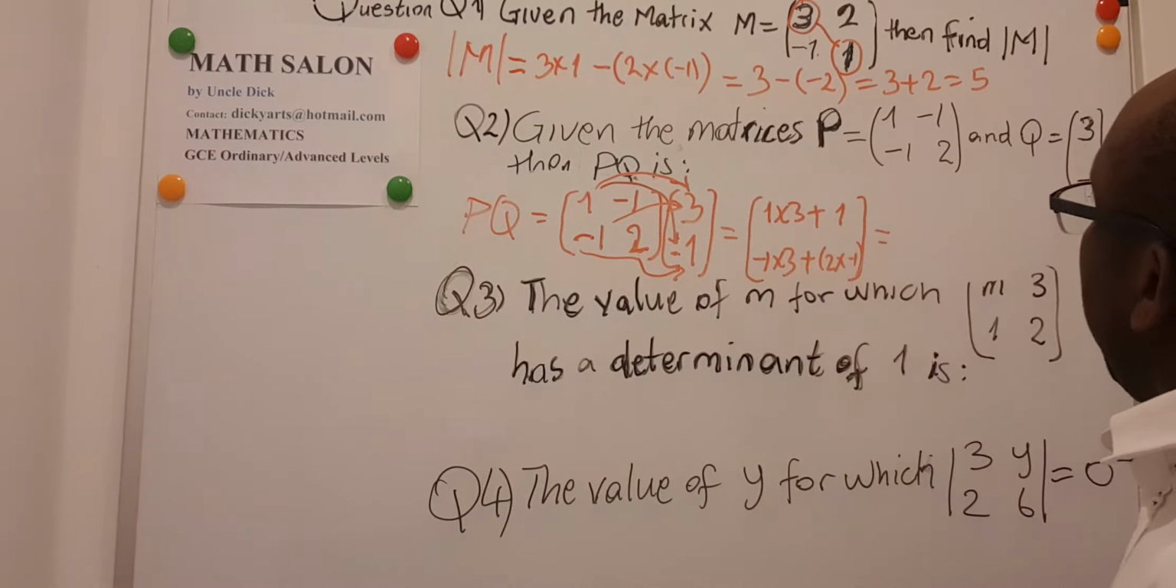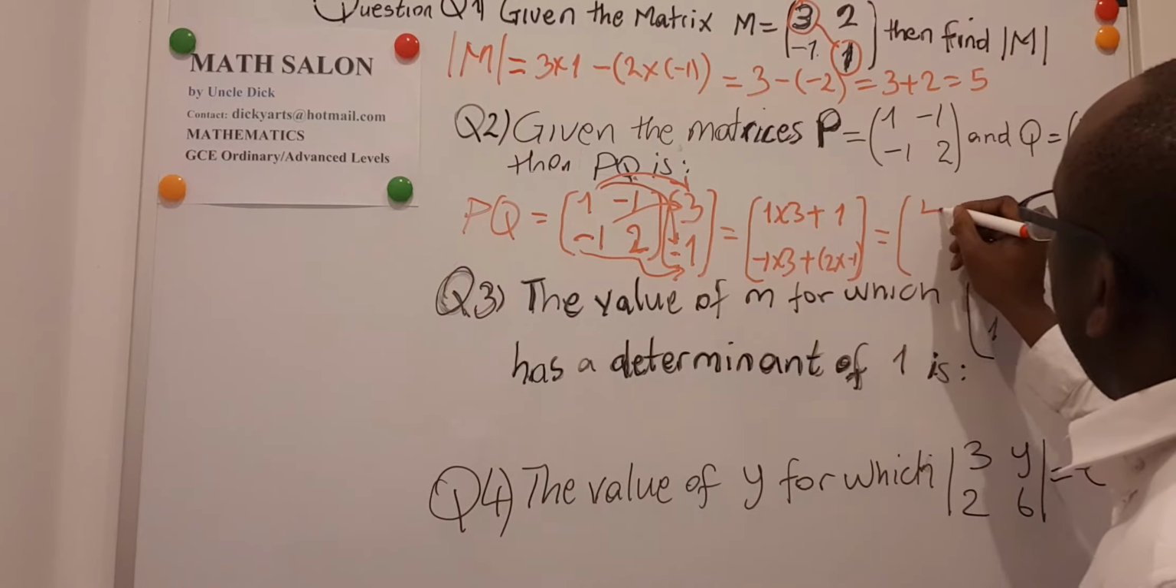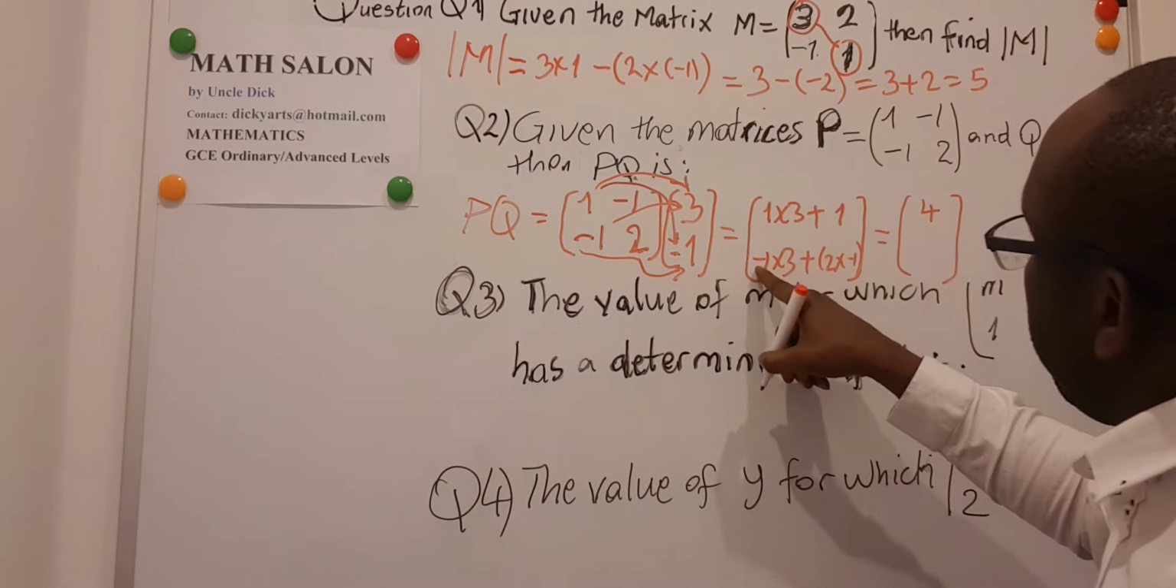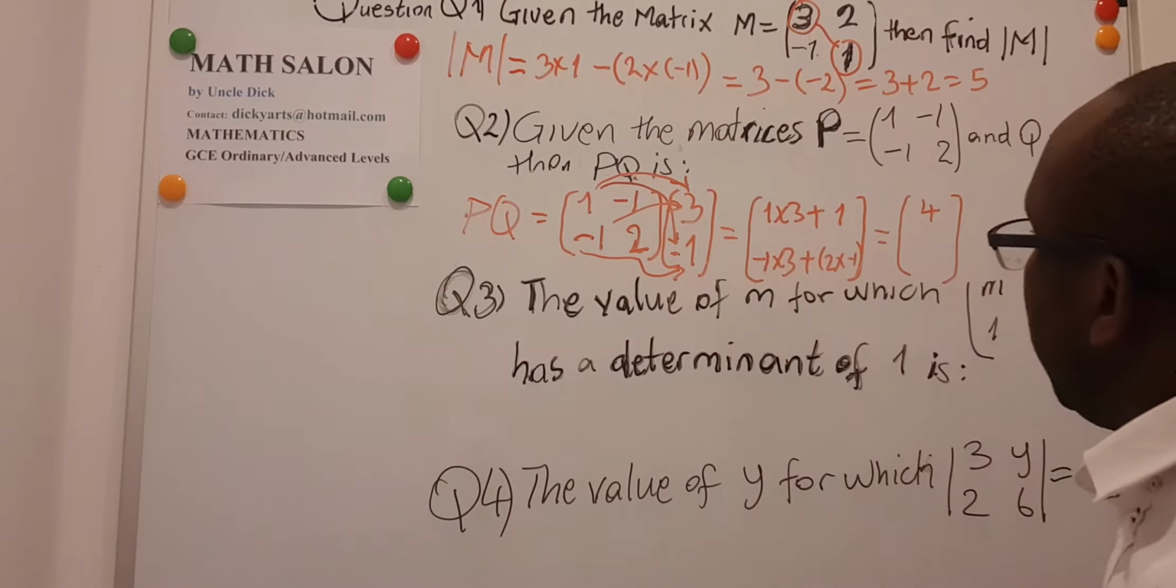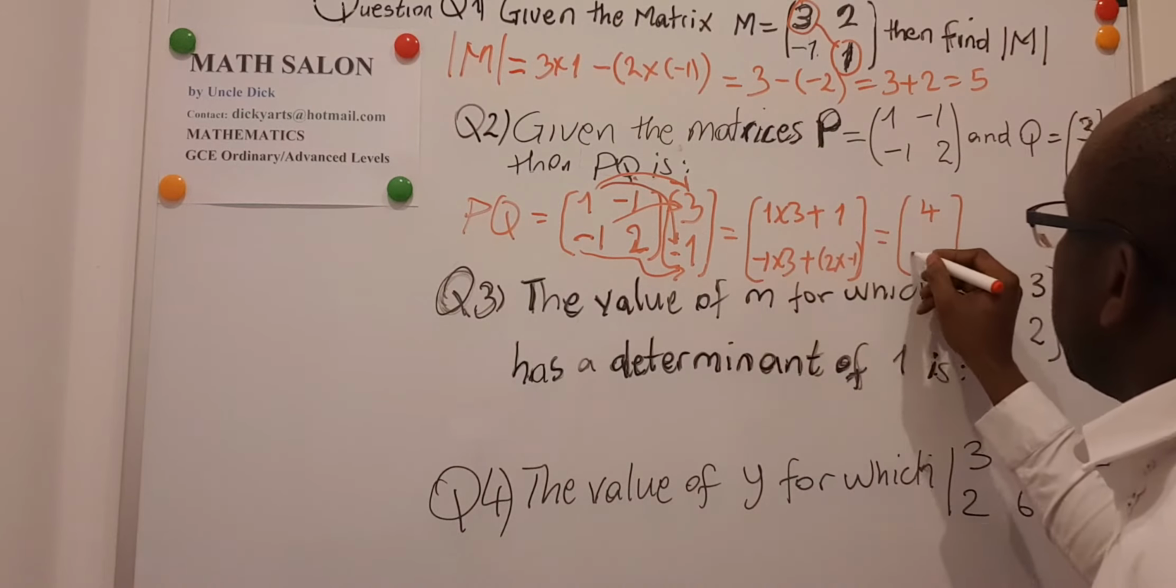If we arrange this properly, then we get here 3 times 1 is 3 plus 1 is 4. Minus 1 times 3 is minus 3. 2 times minus 1 is minus 2. Minus 3 minus 2 is minus 5.